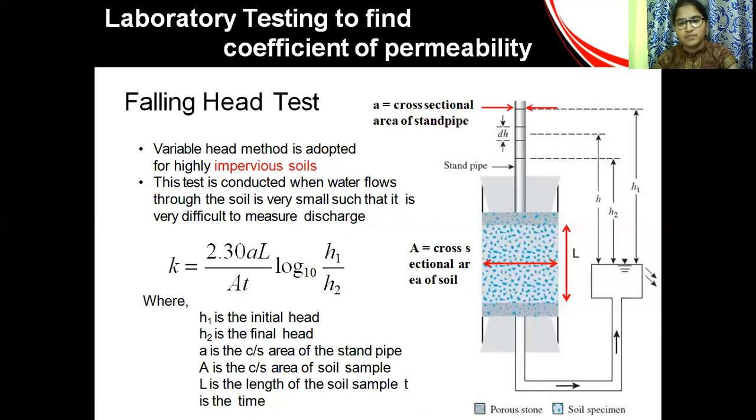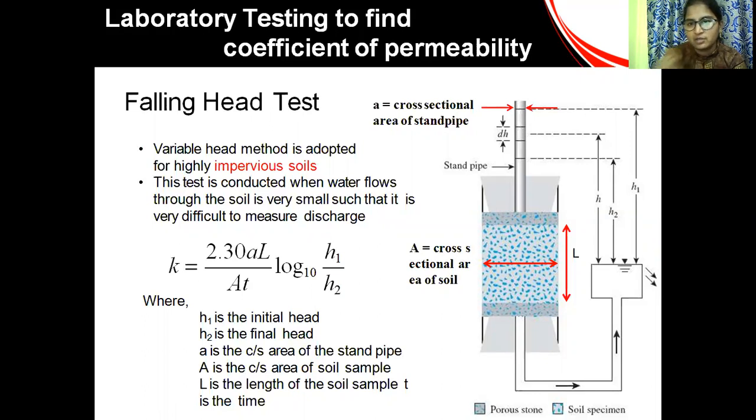So now, what is the procedure of determining the coefficient of permeability for the falling head test? Here the variable head method is adopted for highly impervious soil. So that is used in highly impervious soil. The test is conducted when the water flow through the soil is very small, such that it is very difficult to measure the discharge.